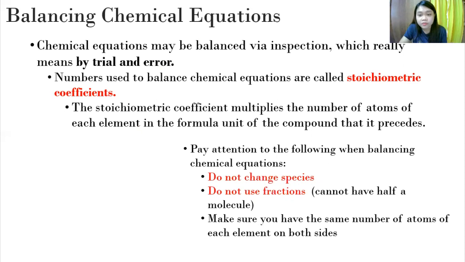We also do not use fractions, because the molecules in a balanced reaction cannot be half a molecule. So usually it's really a whole number, as much as possible in a small number coefficient form. And also make sure you have the same number of atoms of each element on both sides. This is the thing that we really have to do in balancing chemical equations.